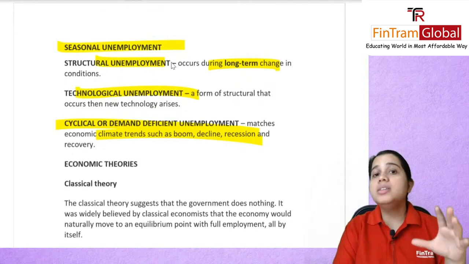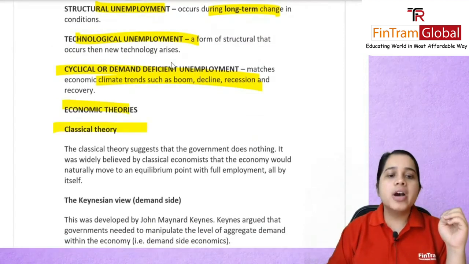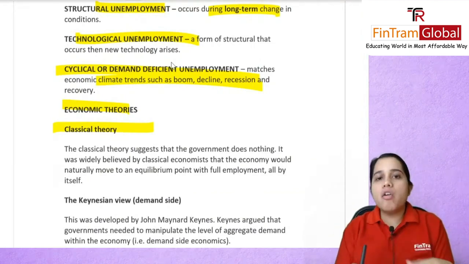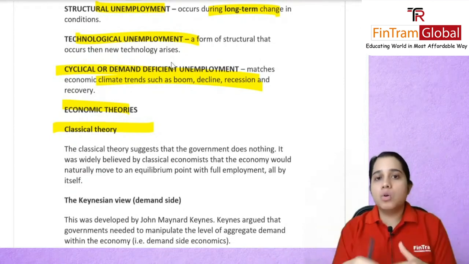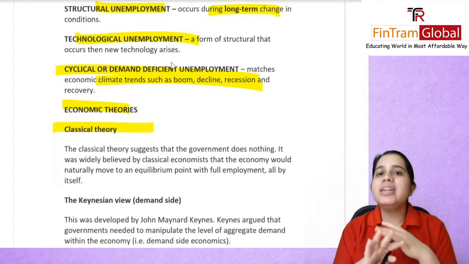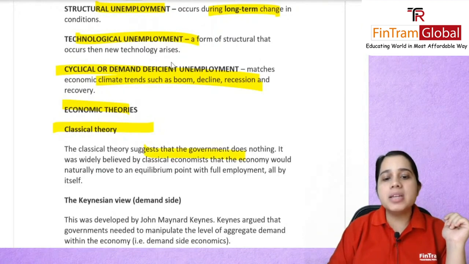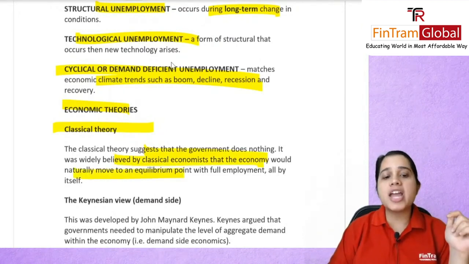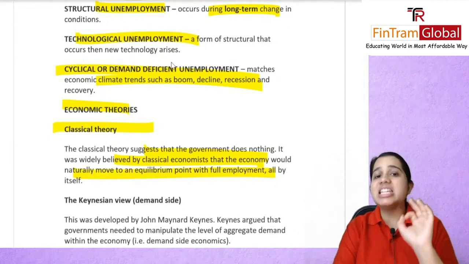Then we had covered the economic theories. Here we covered three theories, if you remember. Firstly, we talked about the classical theory, who said that government does not need to intervene. They said that on its own, the demand and supply will come together at an equilibrium point, and as such, the government does not have to do anything. The classical economists believed that the economy will naturally move to an equilibrium with full employment on its own.